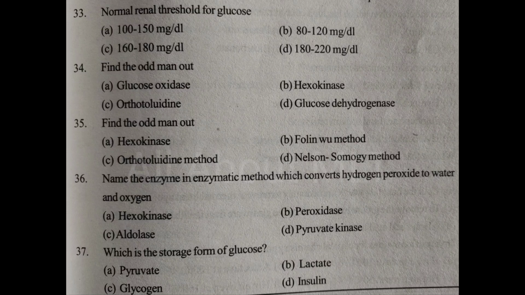Find the odd man out. Option A, glucose oxidase. Option B, hexokinase. Option C, orthotoluidine. Option D, glucose dehydrogenase. Answer is option C, orthotoluidine.